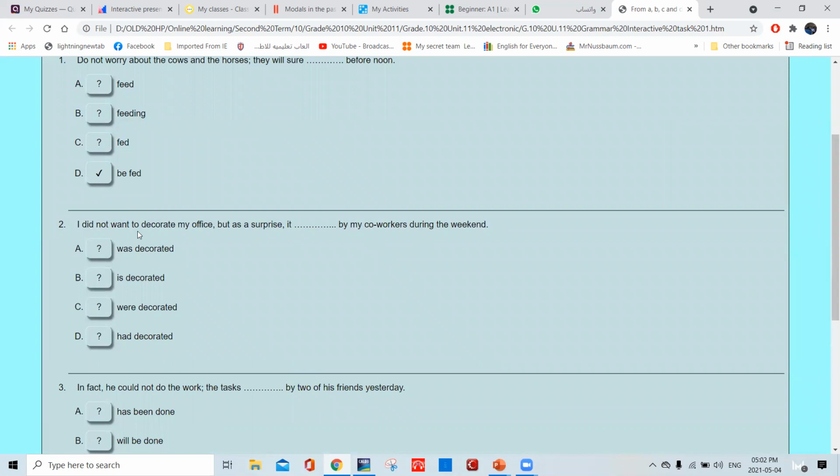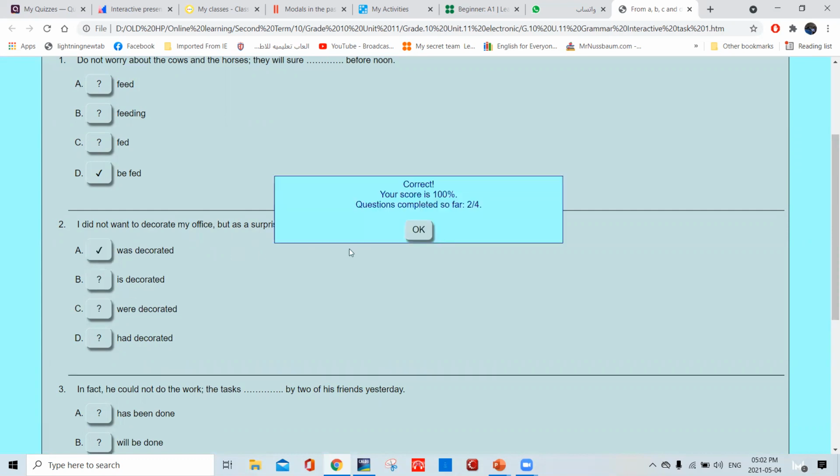I did not want to decorate my office, but as a surprise, it by my co-workers during the weekend. Here, the sentence is in the past, and the office, this passive, was decorated or were decorated. It was decorated.